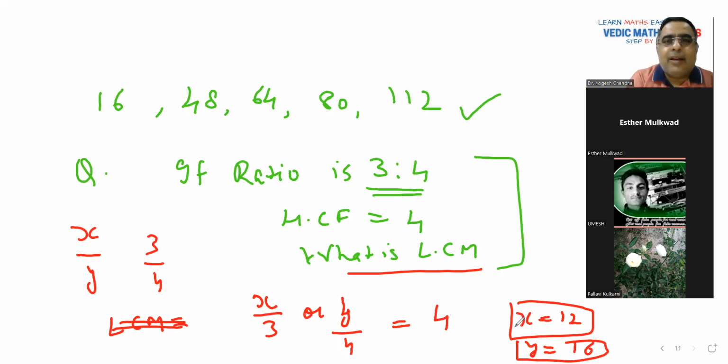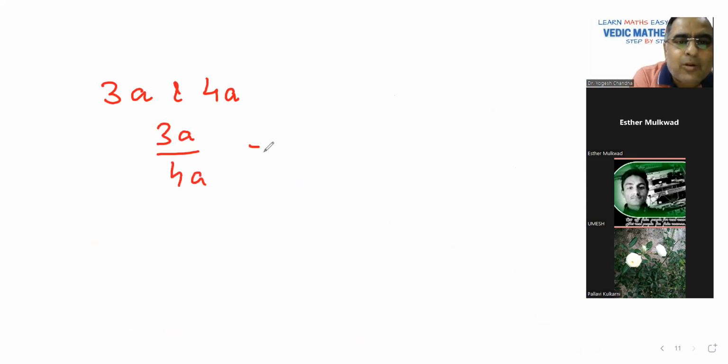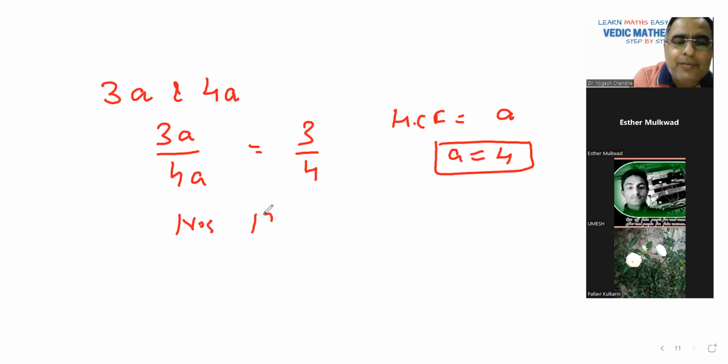Whenever you are given a ratio, why don't you take the numbers to be 3a and 4a. The ratio is 3a to 4a, equal to 3/4. Good. What is the HCF? a. HCF is a. What is a? 4. So what numbers have come? 12 and 16, because you put in the value of a.